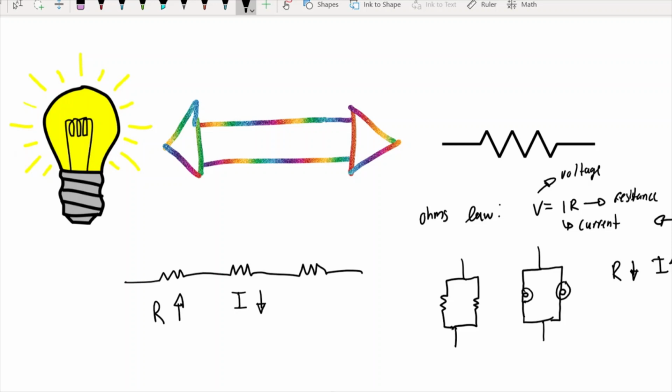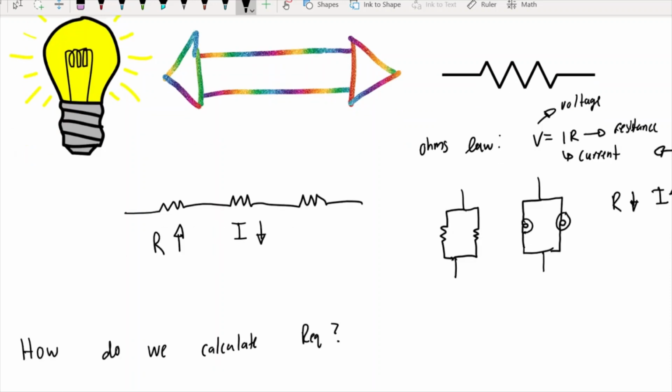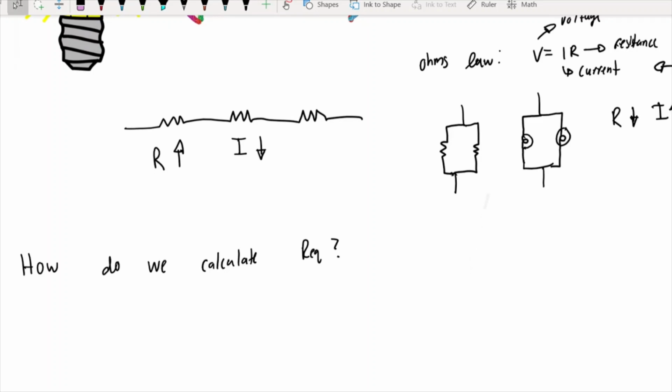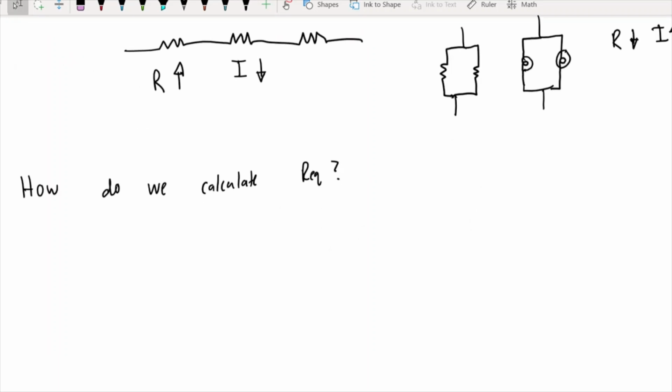So that's really important in real life applications. If, for example, you want a brighter light, you're not going to want to add a bunch of lights in series. Okay, so how do we calculate this R effective?